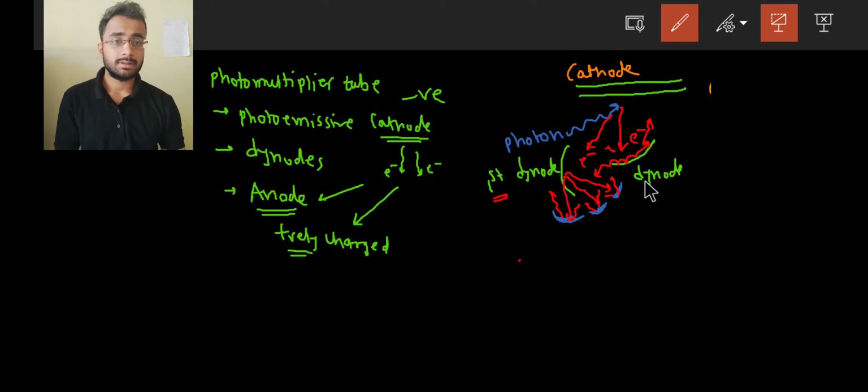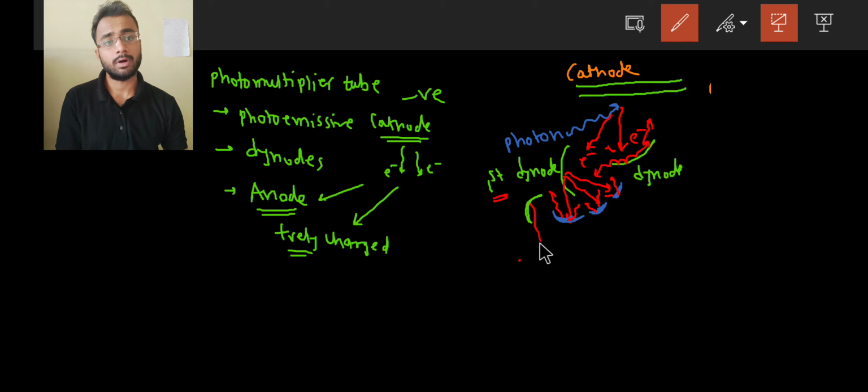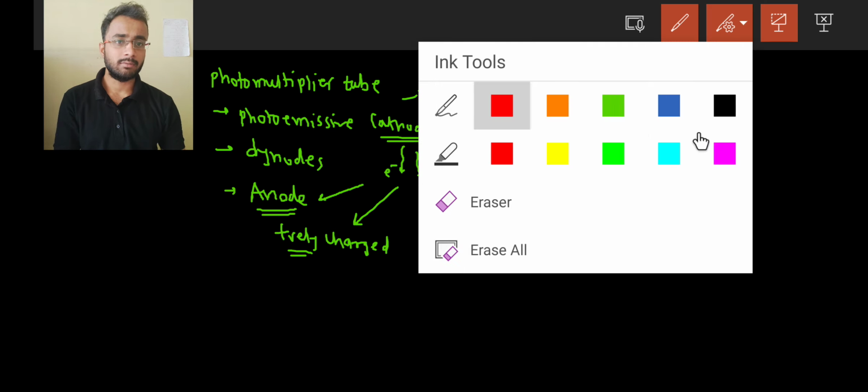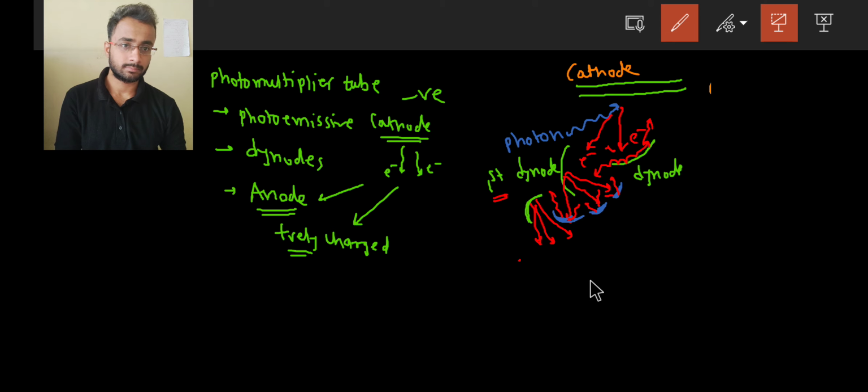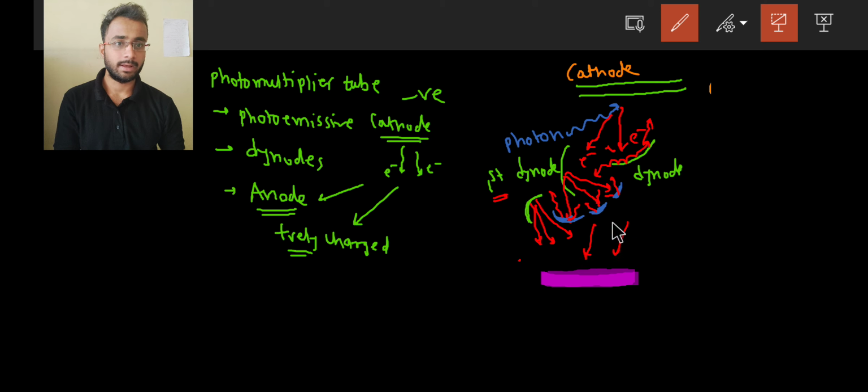And the electrons which are removed from the second dynode will hit the third dynode, and it goes on and on. This is the third dynode, and after hitting on this third dynode, it will emit a number of more electrons. And all these electrons will be collected by our anode. Here there is an anode. So all these electrons will be collected by the anode.